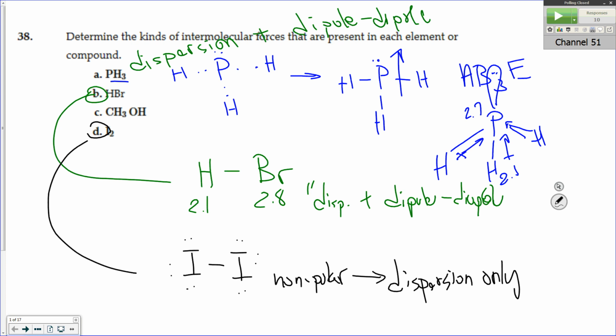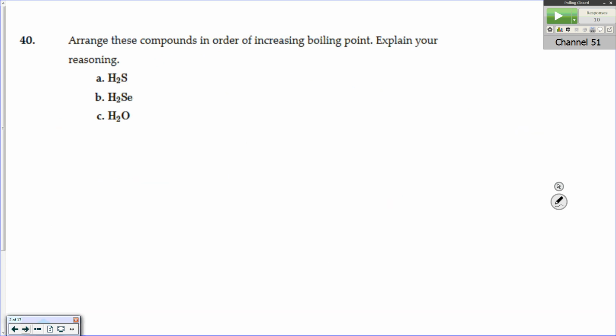Okay? So that's what we're trying to answer with that. Arrange the compounds in order of increasing boiling point and think about your reasoning why. These are all compounds that are in the 6A family, and oxygen, sulfur, and selenium are the things that vary. So there's something special about one of them.